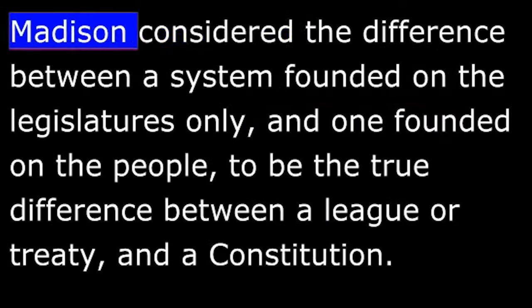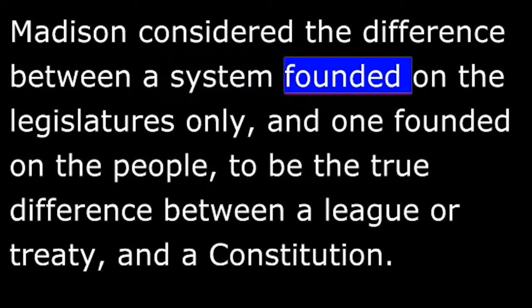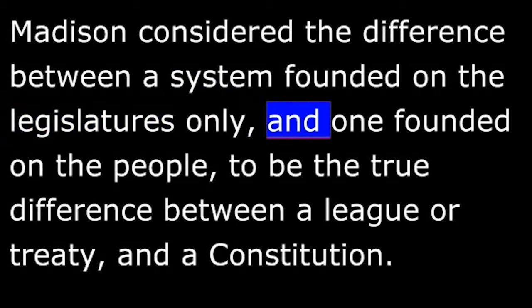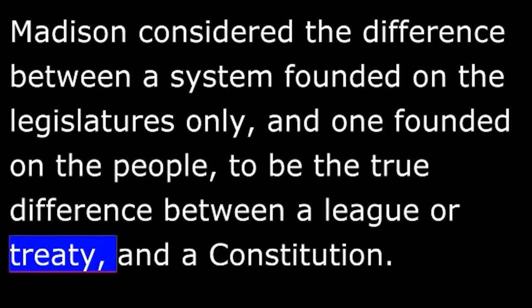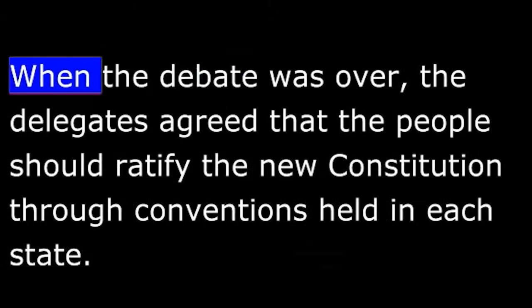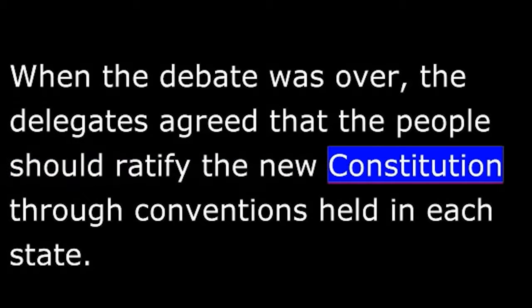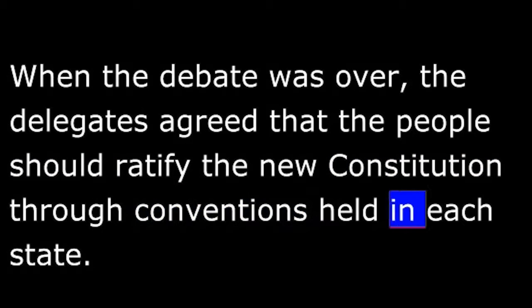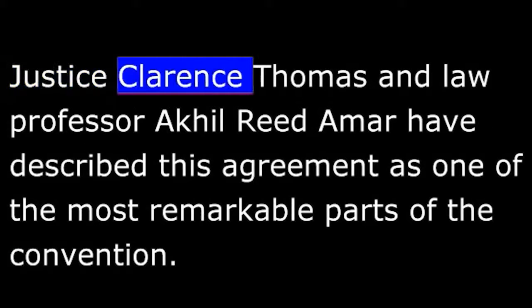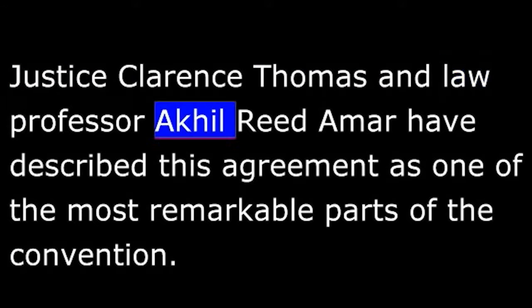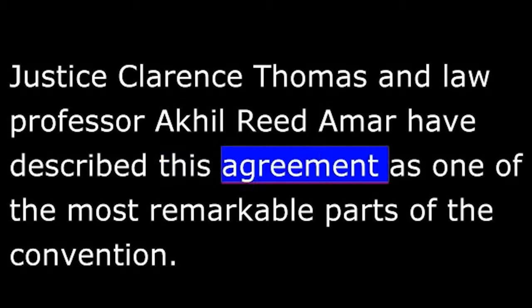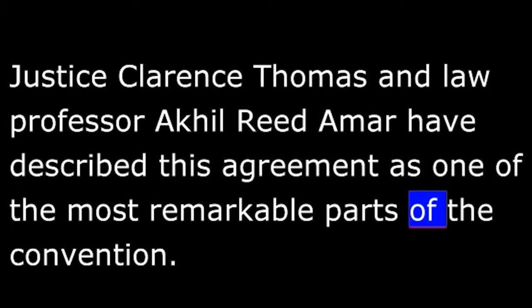James Madison disagreed. He believed the people must ratify their new plan of government. Madison considered the difference between a system founded on the legislatures only and one founded on the people to be the true difference between a league or treaty and a constitution. When the debate was over, the delegates agreed that the people should ratify the new constitution through conventions held in each state. Justice Clarence Thomas and law professor Akhil Reed Amar have described this agreement as one of the most remarkable parts of the convention.